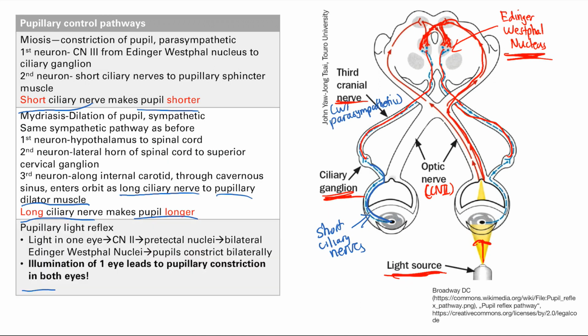And this part we've already covered in depth, so I don't need to go over that again. So that's it for our pupillary control pathways. Remember, we covered meiosis in depth, and then mydriasis is basically just the sympathetic pathways.